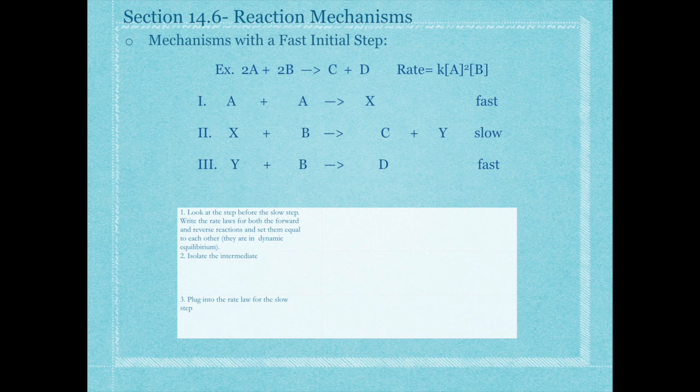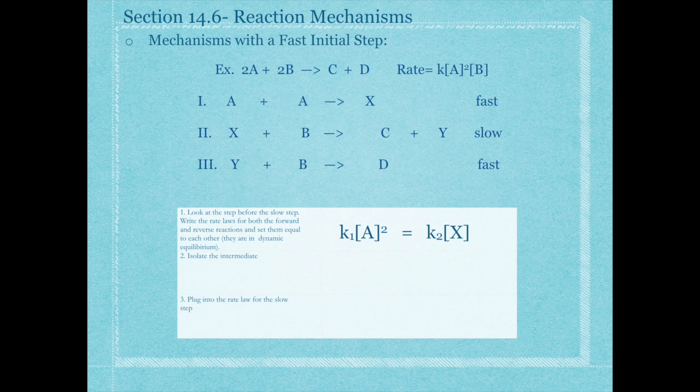The first thing you've got to do is look at the step before the slow step, and you're going to write the rate law for both the forward and the reverse reactions, and you're going to set them equal to each other. And that's because they're in equilibrium. So for step 1, the rate for the forward reaction would be k1, your rate constant, times the concentration of A squared. And I'm going to set that equal to the rate of the reverse reaction, which would be k2, for example, times the concentration of X, because in the reverse, X would be your reactant.